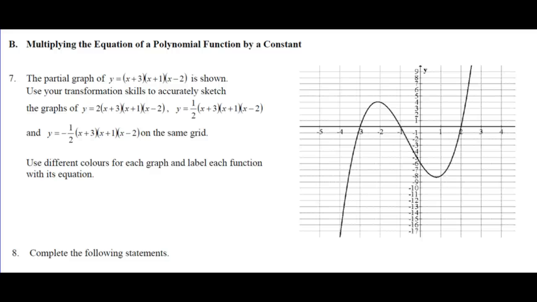Okay. The partial graph of y equals x plus 3 times x plus 1 times x minus 2 is shown. Use your transformation skills to accurately sketch the graph of y equals 2 times x plus 3 times x plus 1 times x minus 2, and 1/2 times, and negative 1/2 times, on the same grid. Use different colors for each graph and label each function with its equation. All right, so take a moment to do that.